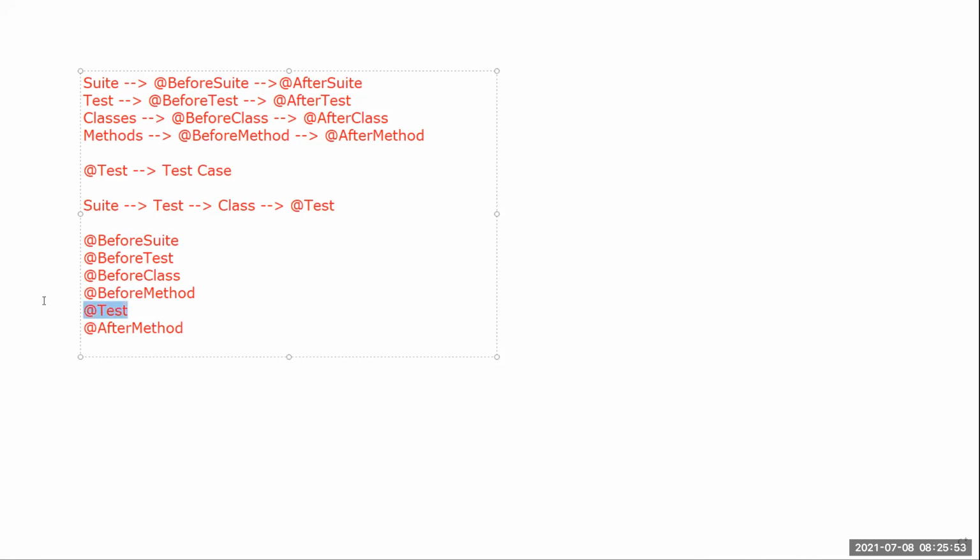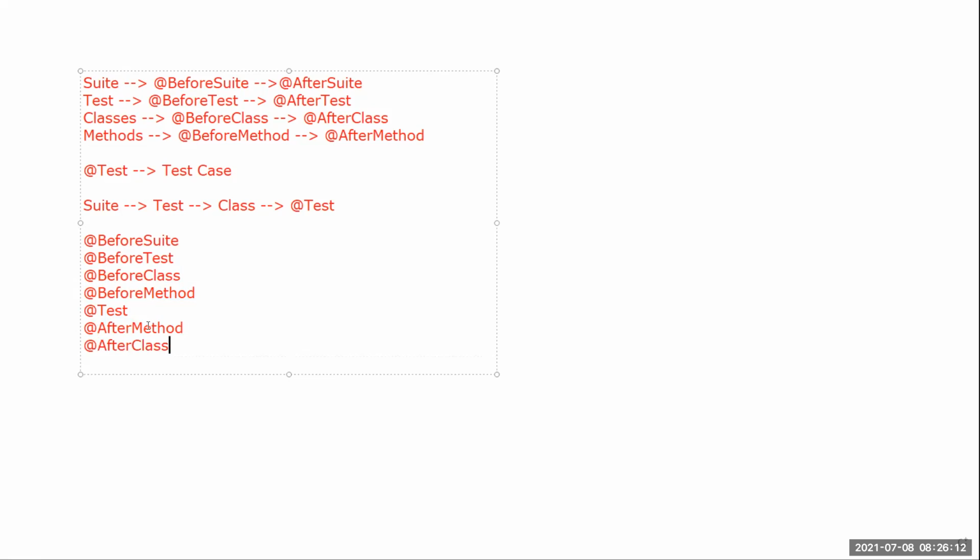So my method is completed, right? So that is why I'll execute after method. Now I do not have any other method. So I have precondition completed, test case completed, and post test is completed. Now my class is completed, right? There is nothing in my class to run. So I have to execute after class.